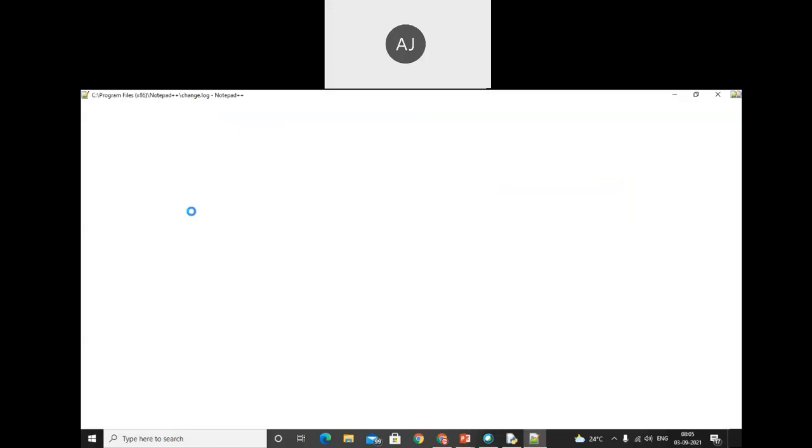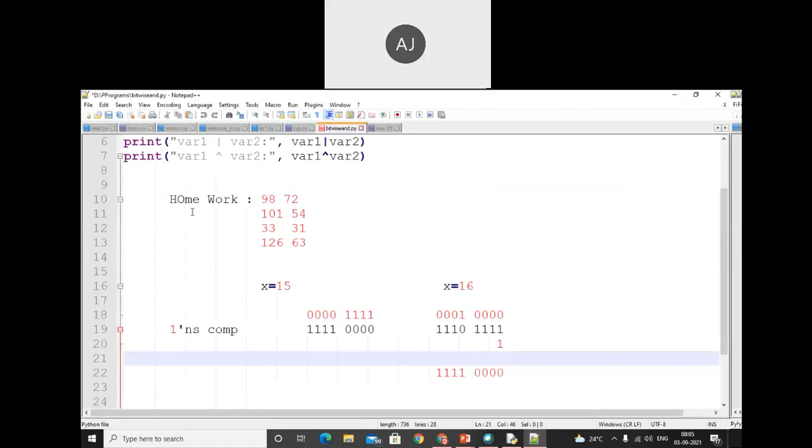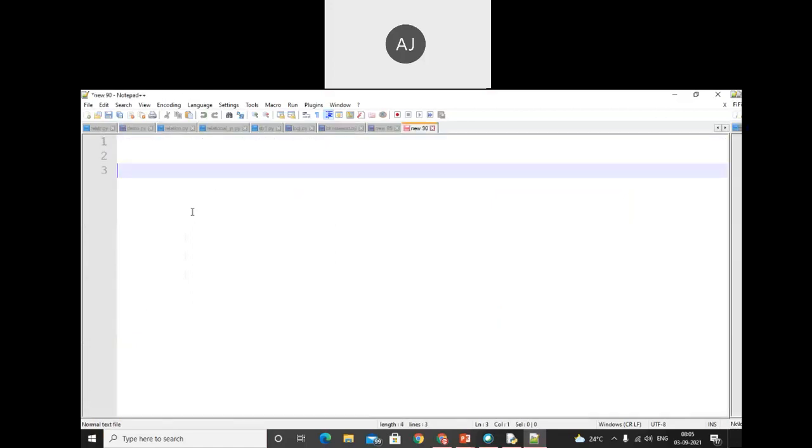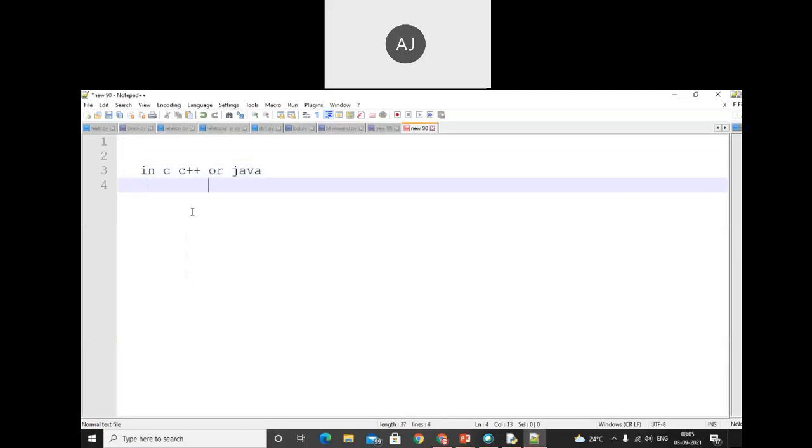So first of all, we'll check the other aspect of the negation operator, like in other languages such as C, C++, or Java. Here we all know that these are statically typed languages. That means if you want to declare any variable, we need to use a data type. And when we have the data type, the range concepts are also available.